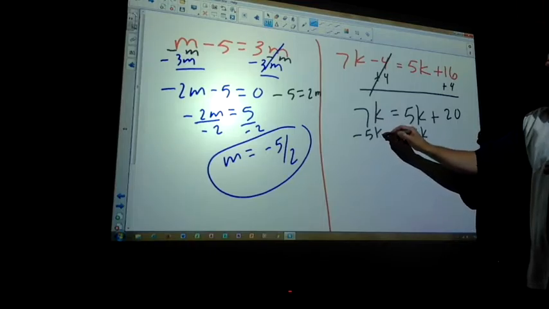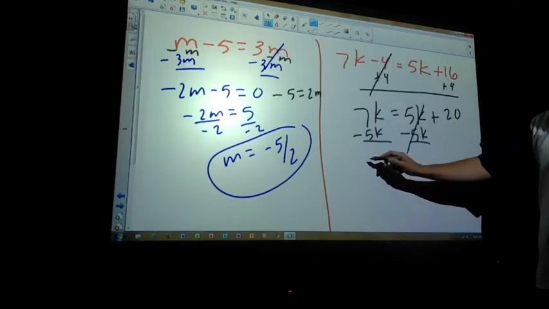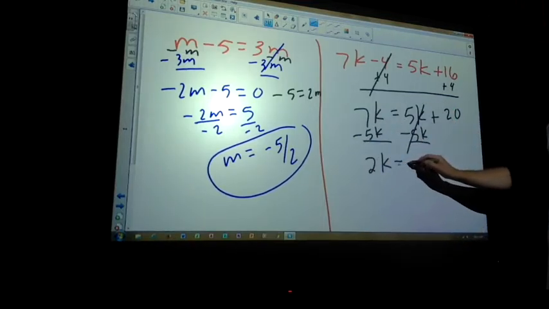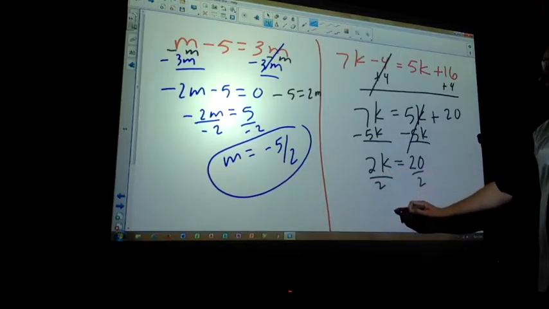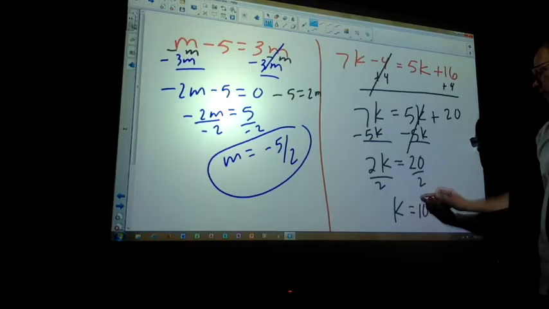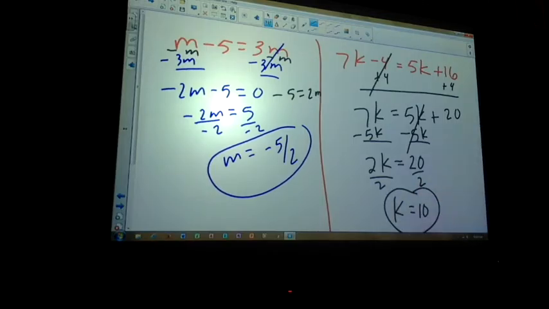So again, which way do you want to do it? I don't know. If you get the same answer, you're doing it right. If you get the wrong answer, you goofed up your order of operations. Am I done with that problem? K equals 10. Yeah, divide each side by 2. So k is equal to 10. Sweet.